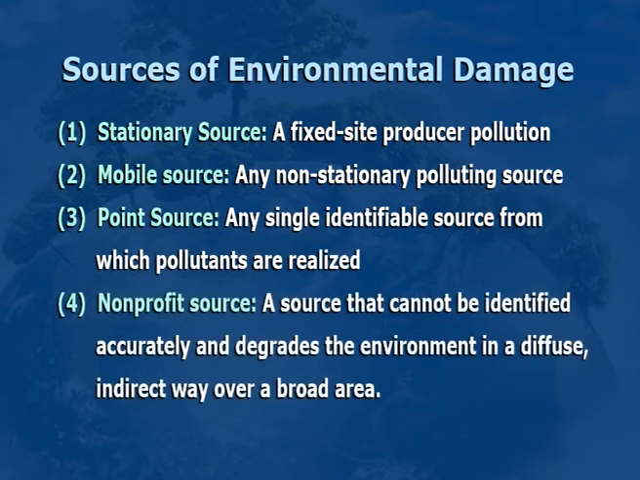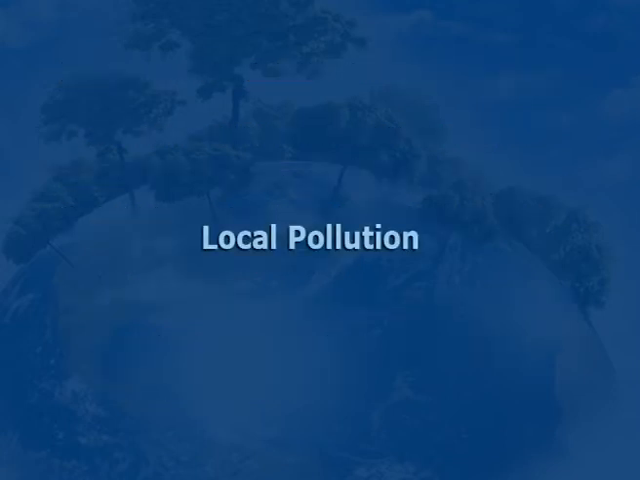Number 4, nonpoint source, a source that cannot be identified accurately and degrades the environment in a diffuse, indirect way over a broad area. Local pollution. It is confined to a single community and its negative effects are limited in scope. Generally, they pose risk to the society and are difficult to control.